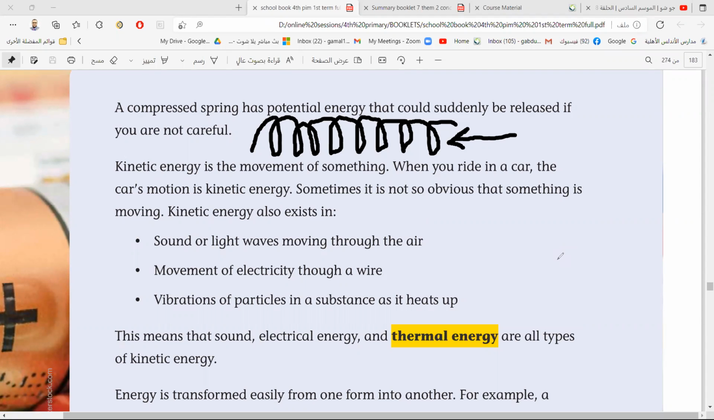So when you press on the spring, when you press by your finger on the spring, you give it kinetic energy, and this kinetic energy changes into potential energy inside the spring, and when you leave it again, it jumps. Yes, it jumps. So the stored potential changes again into kinetic energy.